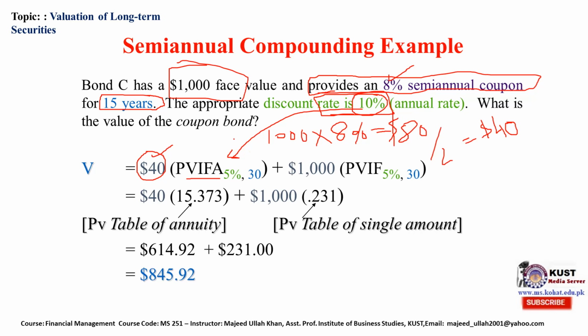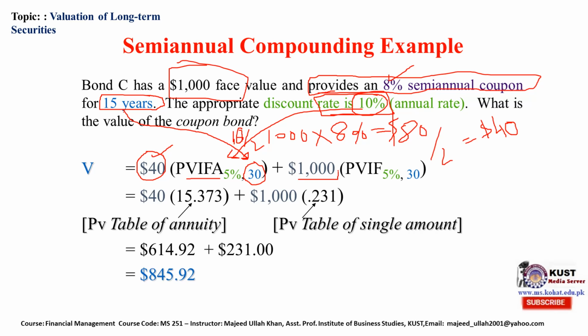Divided by 2, we will get this 5%. Where does this 30 come from? We have 15 years of maturity. Since we will receive this $40 every 6 months, we multiply these 15 years by 2.